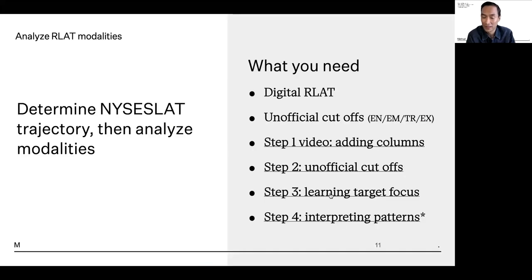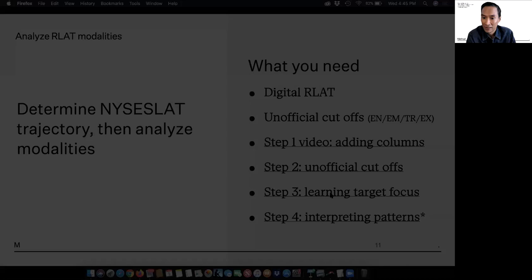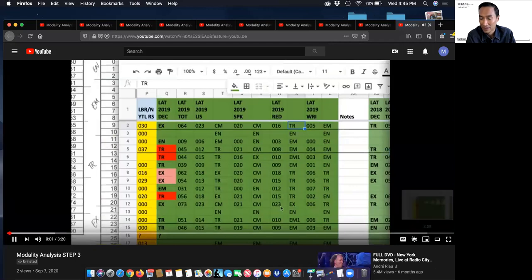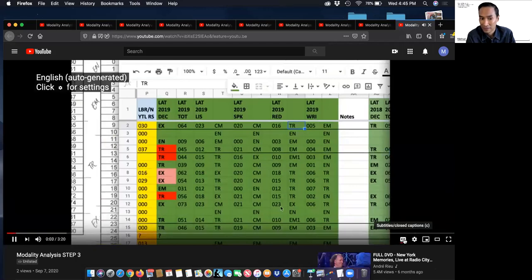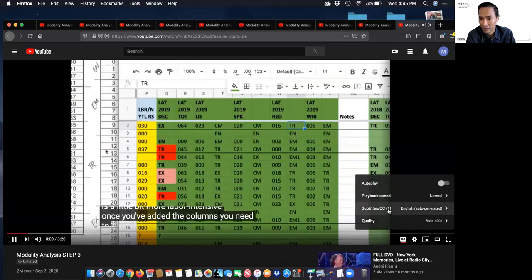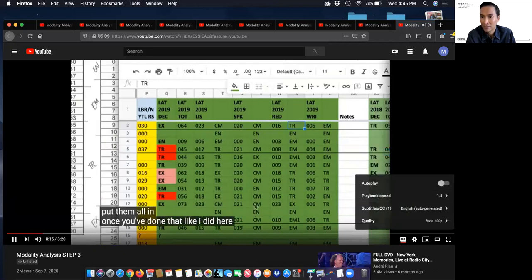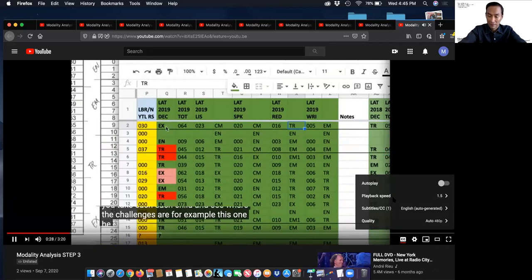So let's go back to step number 3. This is the next step. Step 3 is a little bit more labor intensive. Once you've added the columns, you need to cross-reference the raw scores and put them all in. Once you've done that, like I did here, for listening, speaking, reading, and writing, you take each child and see where the challenges are. For example, this one, he scores an expanding, but really that's an average of the aggregate modality scores. Listening, commanding, speaking, commanding.